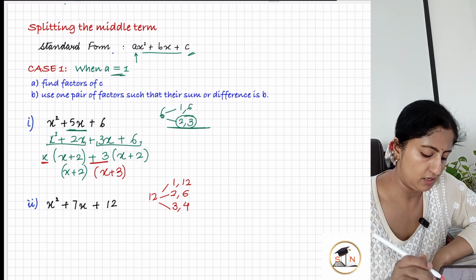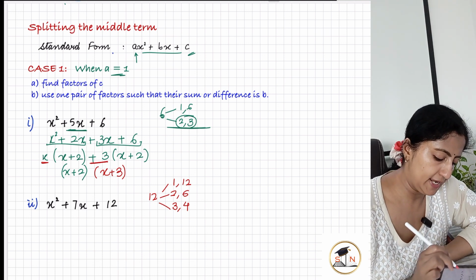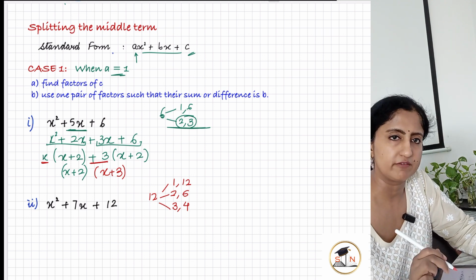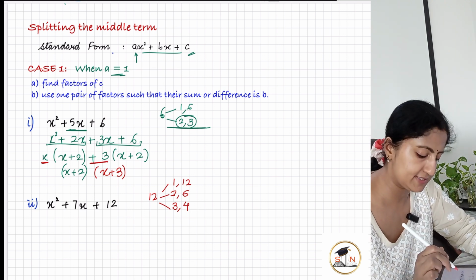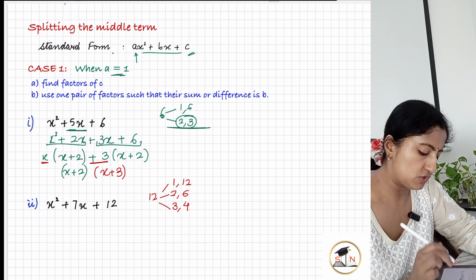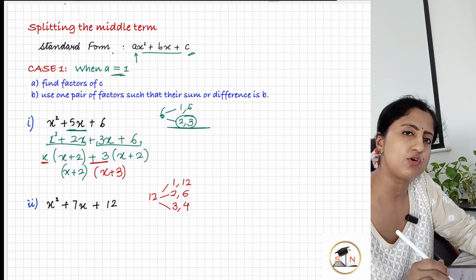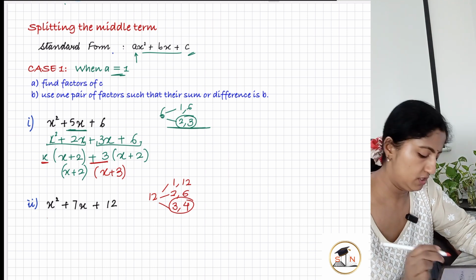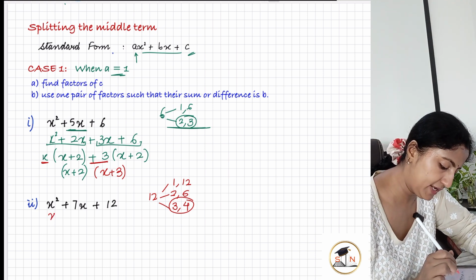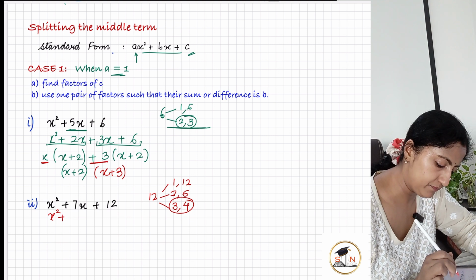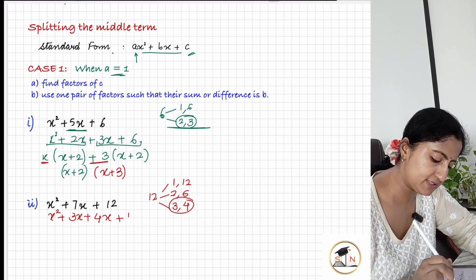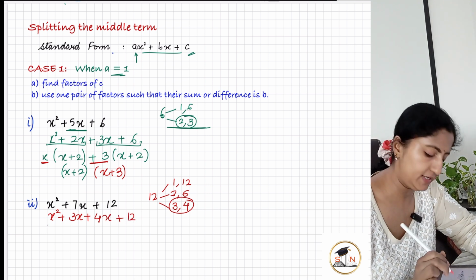Now, we need to find such a pair of factors such that their sum or difference is 7. Now, we do not talk about any difference over here in this question also because all the terms are positive. x square is positive, 7x is positive, 12 is positive. So, we just need to see which two terms on adding give us 7, and that is 3 and 4. So, now the next thing, we are splitting the middle term into the factors that we have just selected. So it becomes 3x plus 4x plus 12, right?